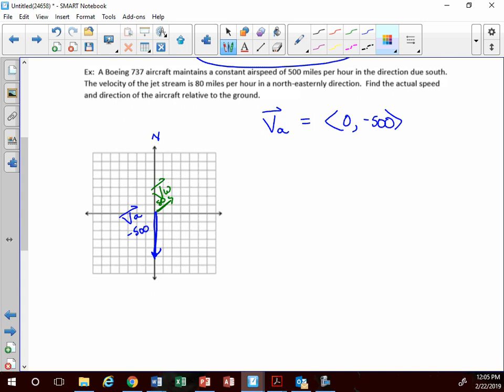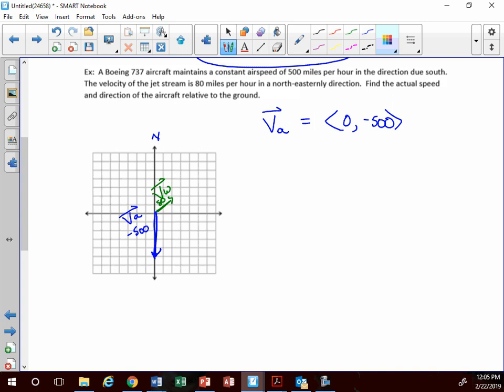Now think about what this vector is actually doing. It's not like the wind blows at this one little point and that's it, okay? The wind is pushing all the time the plane is flying. So what is actually going to happen to the plane?